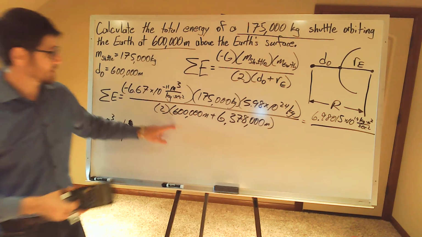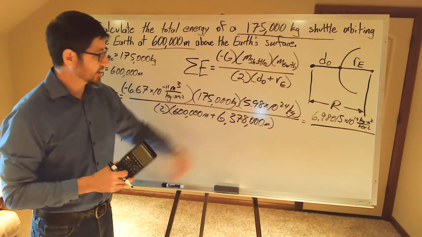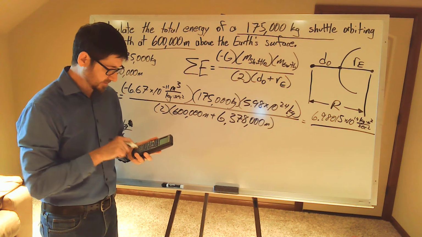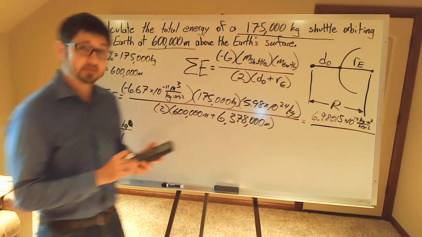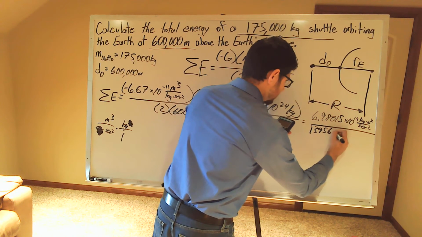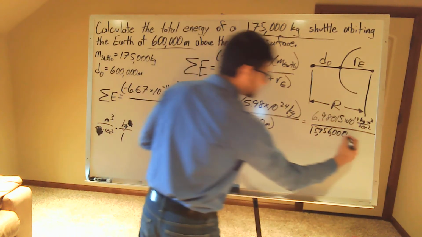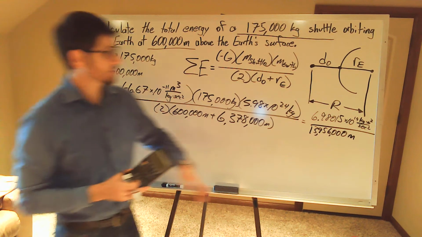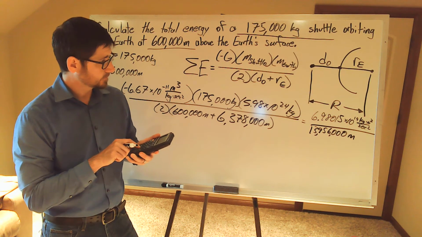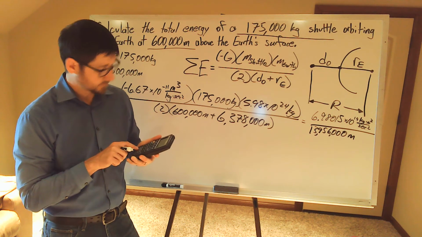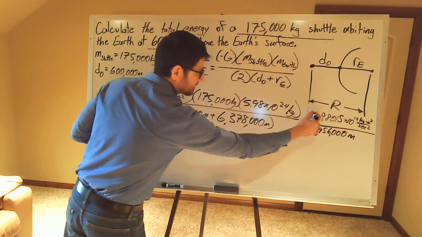Okay. So right here, let's take care of our values in parentheses. This is going to look like 6,978,000 times 2. And we can add our values here because we have like units. So in the denominator, I have 13,956,000 meters. Okay, so let's go ahead and divide right here. And sorry, we have a negative value here.